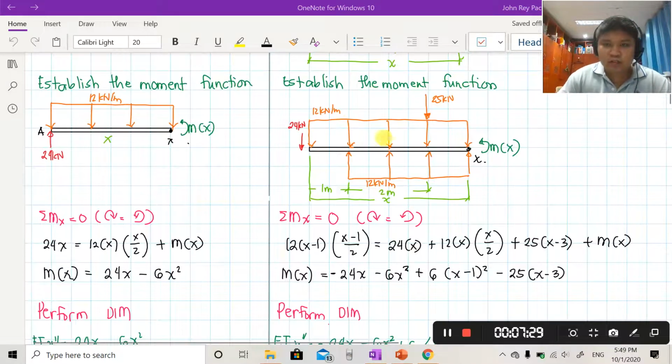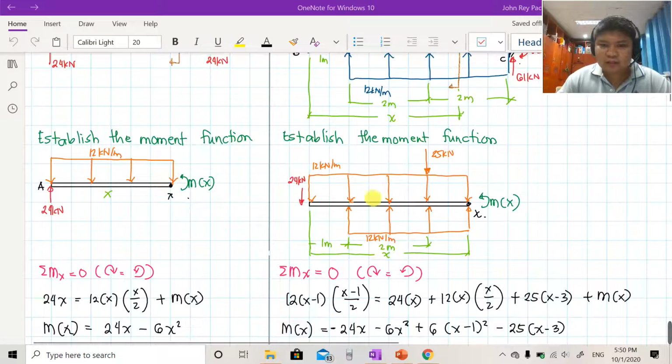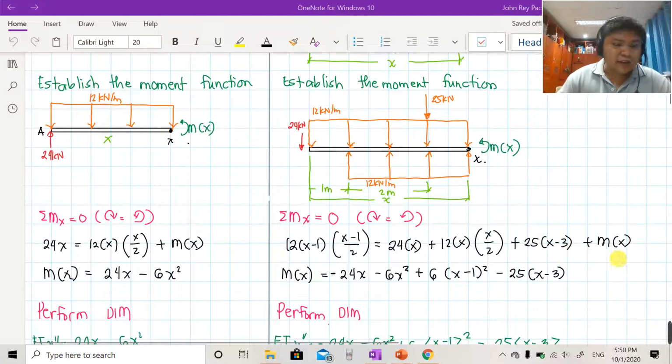Then, this downward force of 12 times x, times x over 2, then also this 25 kilonewton with a distance of, since it is 3 meters from point B, of course, x minus 3. And lastly, the moment function at x. So, the moment function is equal to 24x minus 6x squared plus 6 times (x minus 1) squared minus 25(x minus 3). So, these are the moment functions.